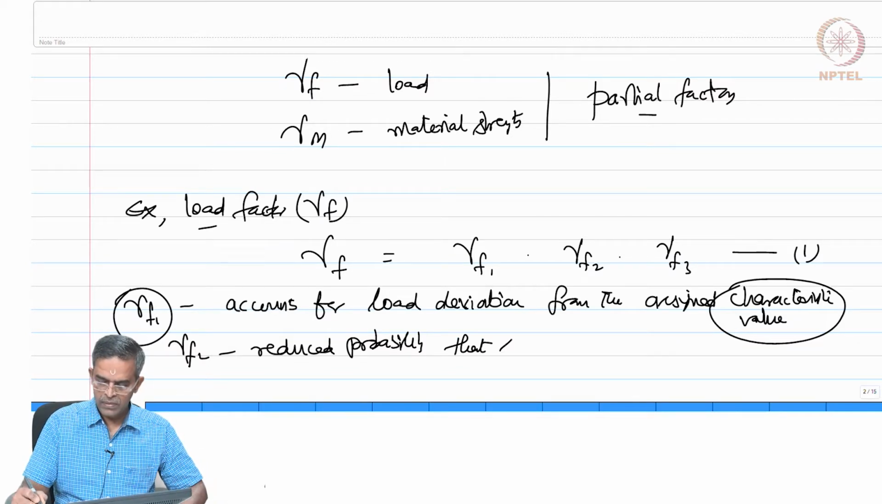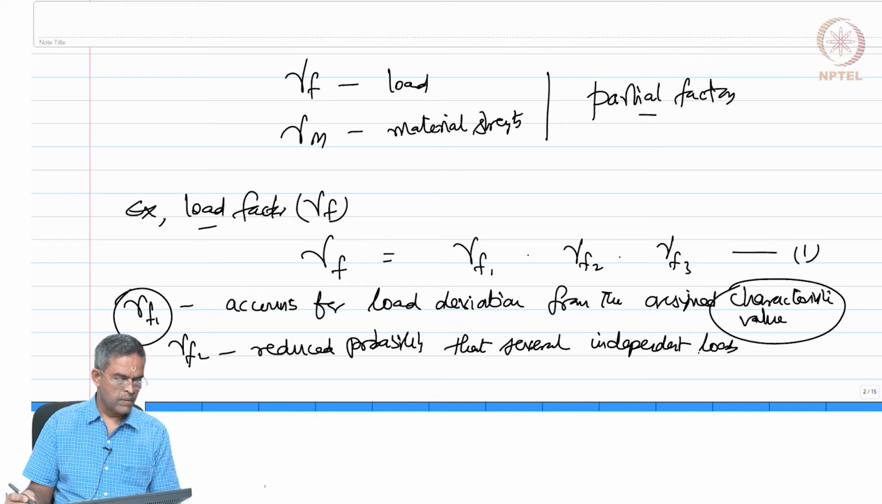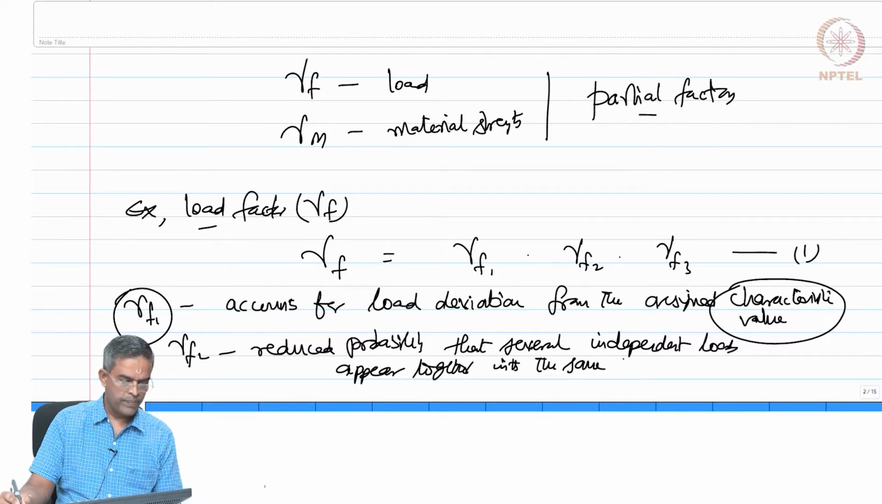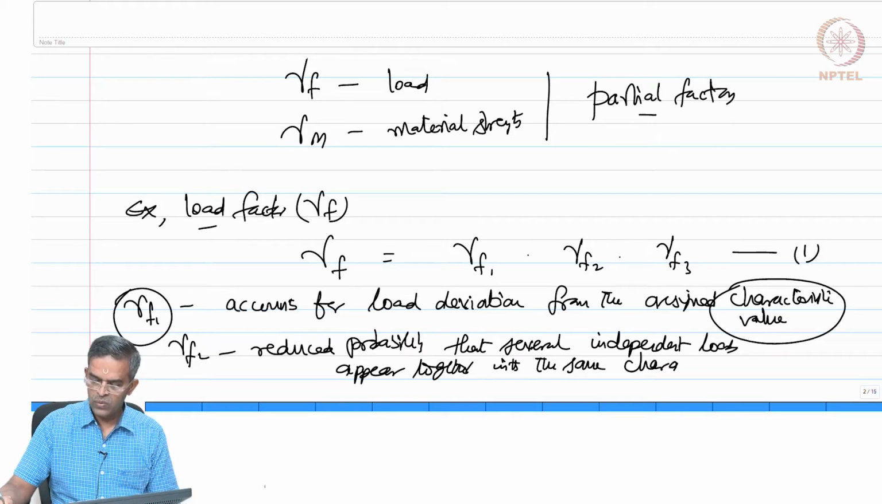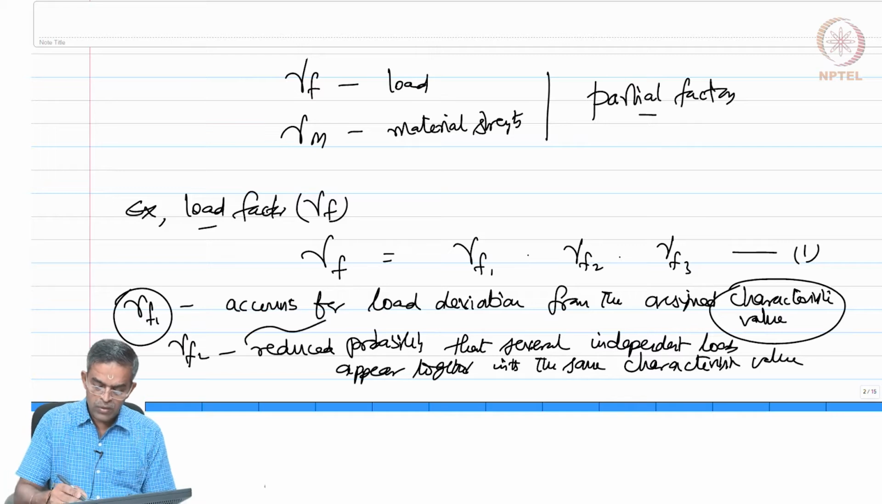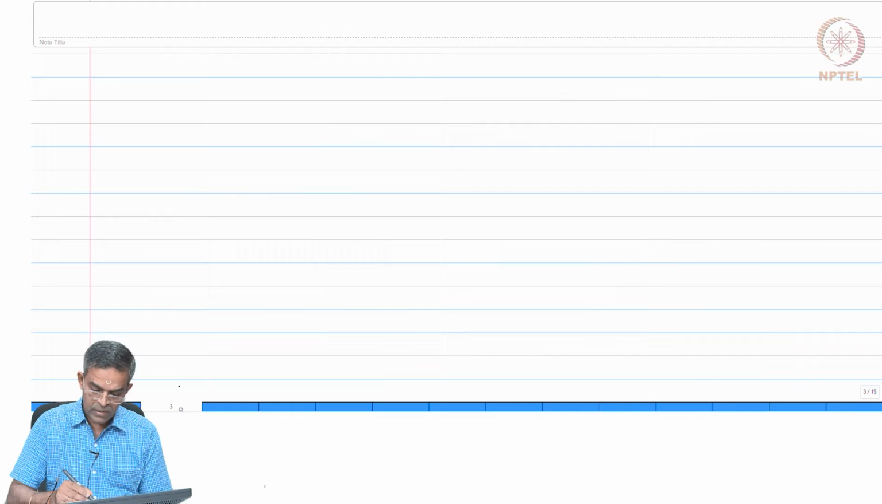Gamma f2 will account for reduced probability that several independent loads appear together with the same characteristic value. When several loads with the same characteristic value appear together, there can be a reduced probability of that combination. So gamma f2 looks for that.